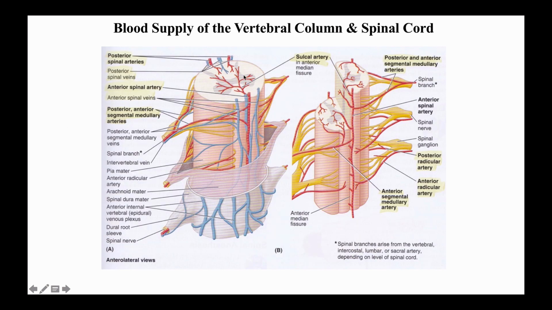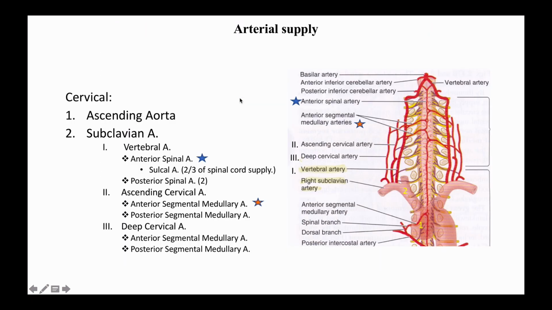If we come back right here, you can see our sulcal arteries. They're coming out into the anterior portion of our gray matter there, and also to the posterior. So they're supplying the blood supply for a large portion of the cord. The sulcal arteries come off of the anterior spinal artery, so that's going to be one of our important ones to know.